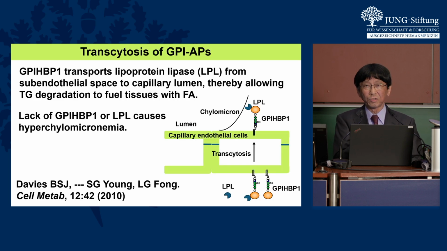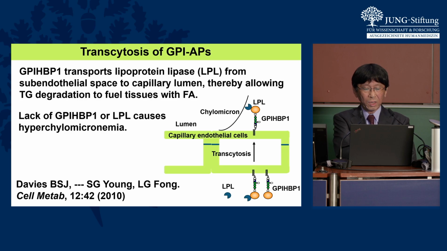The third feature of the GPI-anchored proteins is transcytosis. In the capillary endothelial cells, a GPI-anchored protein called GPIHBP1 transports lipoprotein lipase, LPL, from the subendothelial space to the capillary lumen, thereby allowing the degradation of triglyceride within the chylomicron to fuel tissues with fatty acid. This is an important step of the action of the lipoprotein lipase.